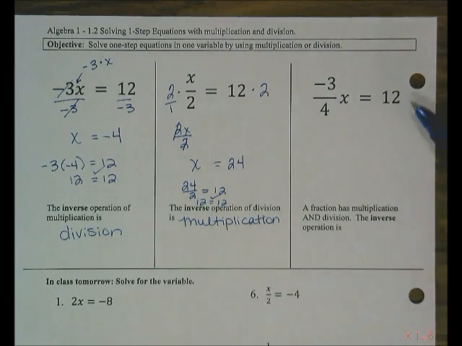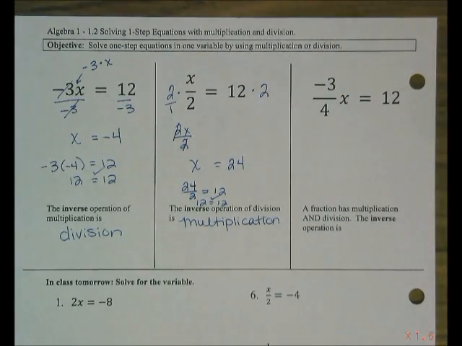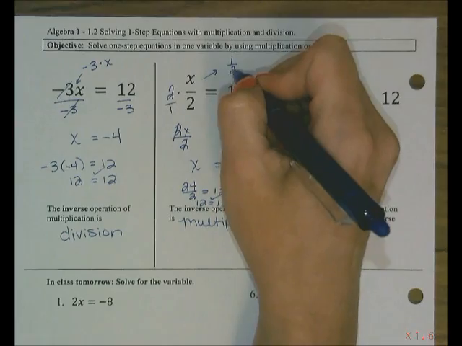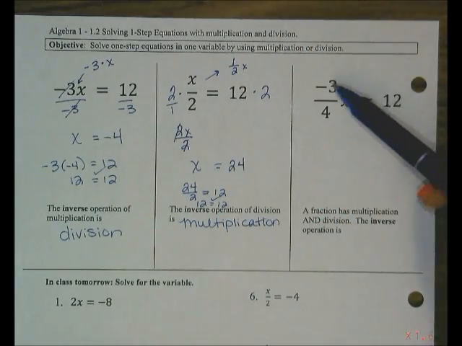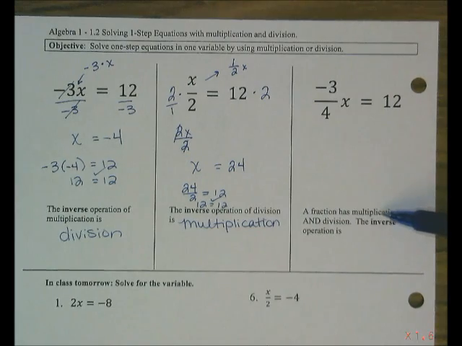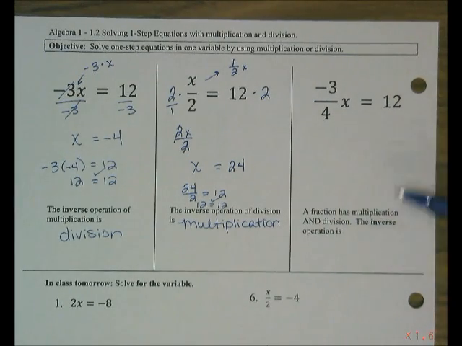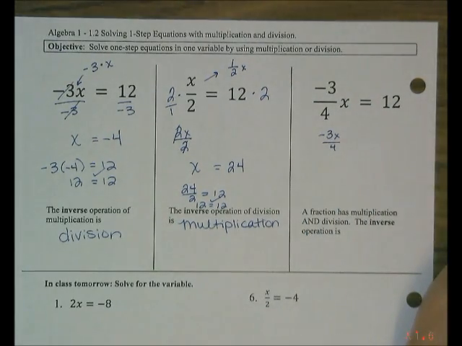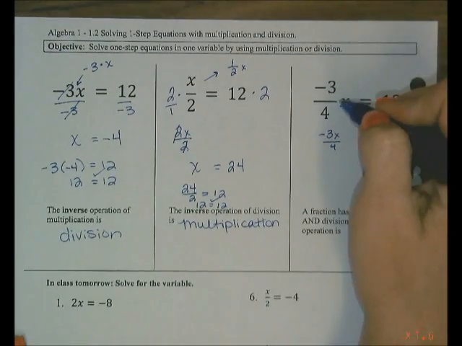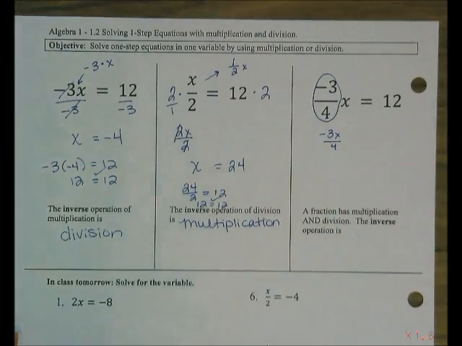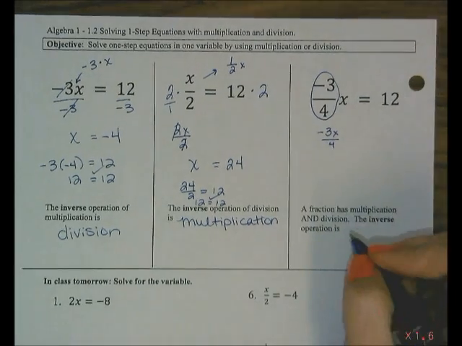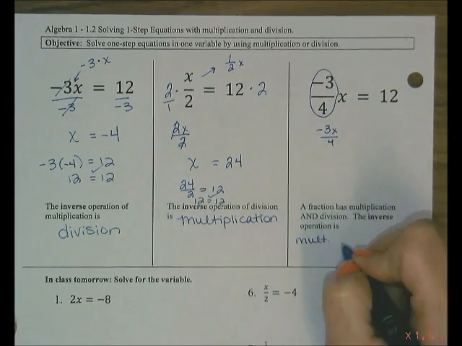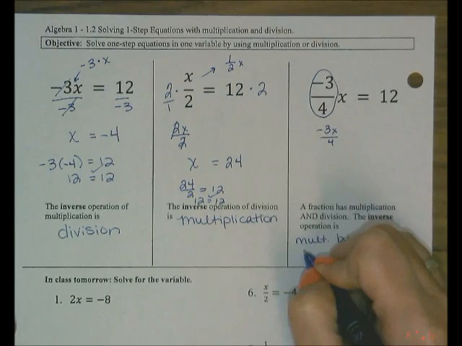The next one shows the fraction -3/4 x equals 12. Well, we have a fraction here. This is basically, I could have written this if I wanted to, as 1/2 x. But this is a tad more complicated. When I have a fraction, it is multiplication and division at the same time. It's almost like I'm saying -3 times x, divide all that by 4. Well, the easiest way to handle a fraction before your variable is to multiply by its inverse. So the inverse operation in this case is multiplying by the inverse of the fraction.